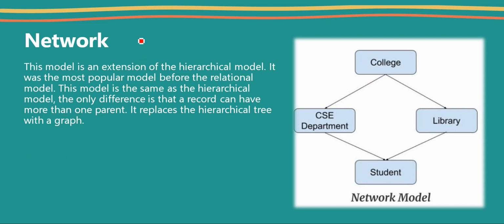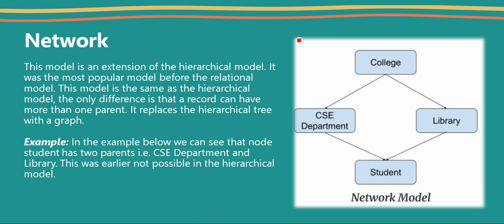So the only difference between network and hierarchical model is that network model supports both one to many and many to one. One college, multiple departments, so one to many relationship. And again, many departments but one student, so many to one. So both kinds of relation are possible inside network model.